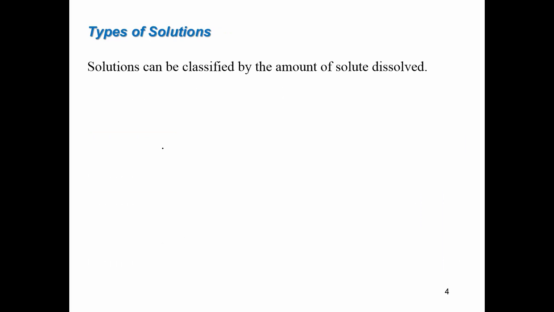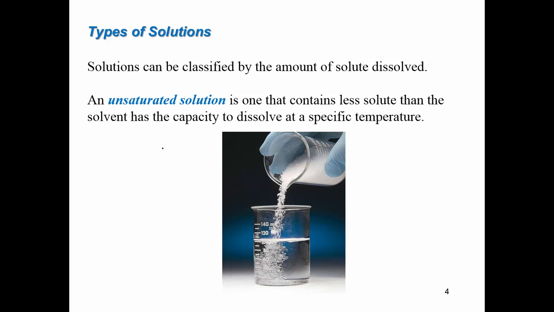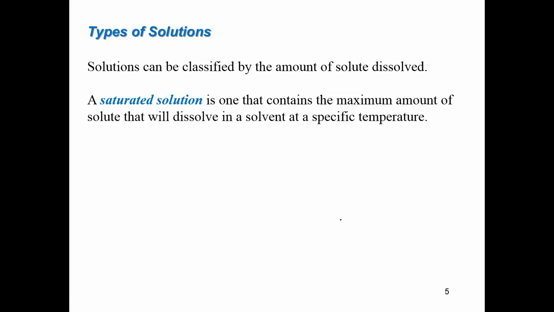So a solution can be classified by the amount of solute that is dissolved. An unsaturated solution contains less solute than the solvent has capacity to dissolve. So for example, 1 teaspoon of sugar in my large cup of coffee would be an unsaturated solution. You would take the solid, put it into the solvent, and then after mixing, you can't tell that there's solute in the solution. It just looks like the solvent.